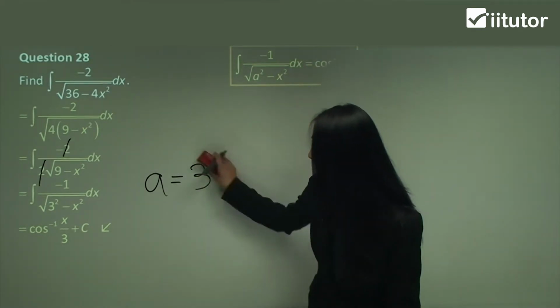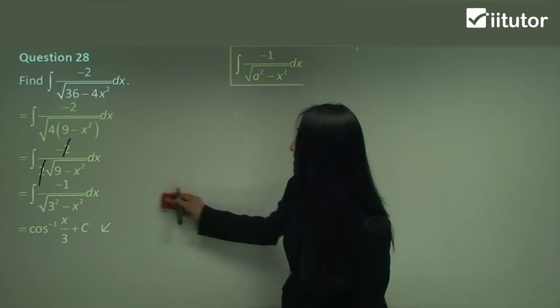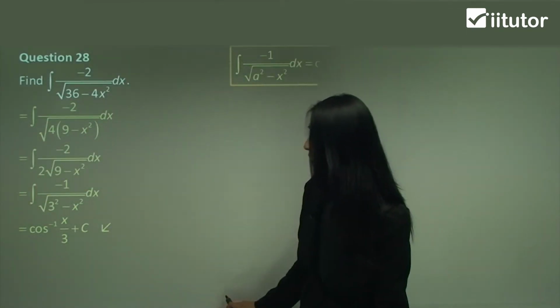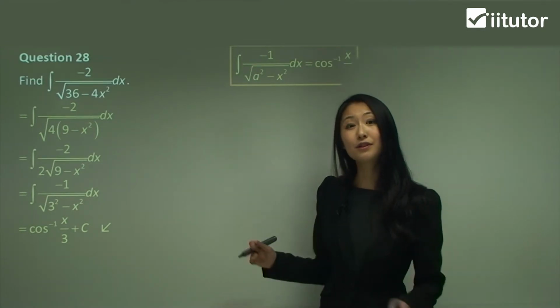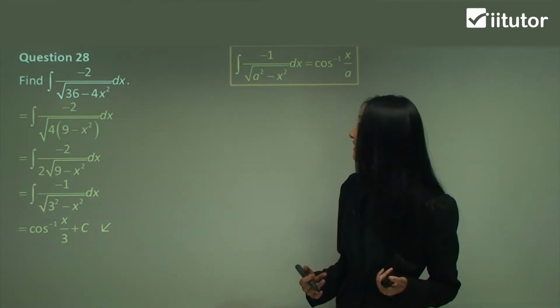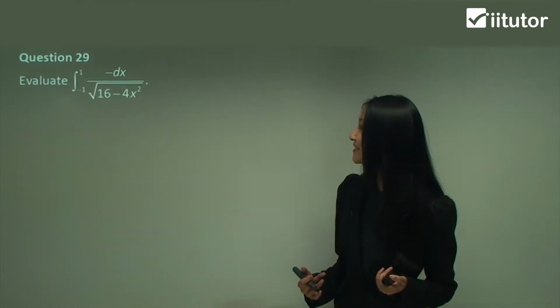All right, so here we're just practicing, just factorize out the coefficient in front of the x squared. And if you do enough questions, it becomes second nature, so you won't make that mistake. All right, let's have a look at question 29.